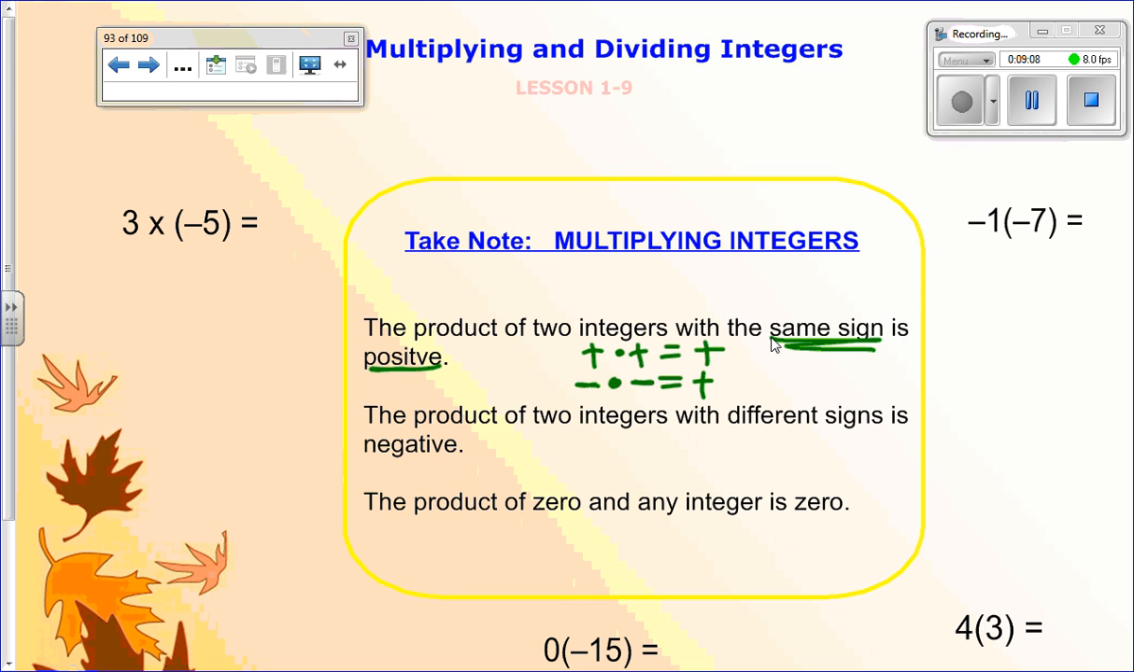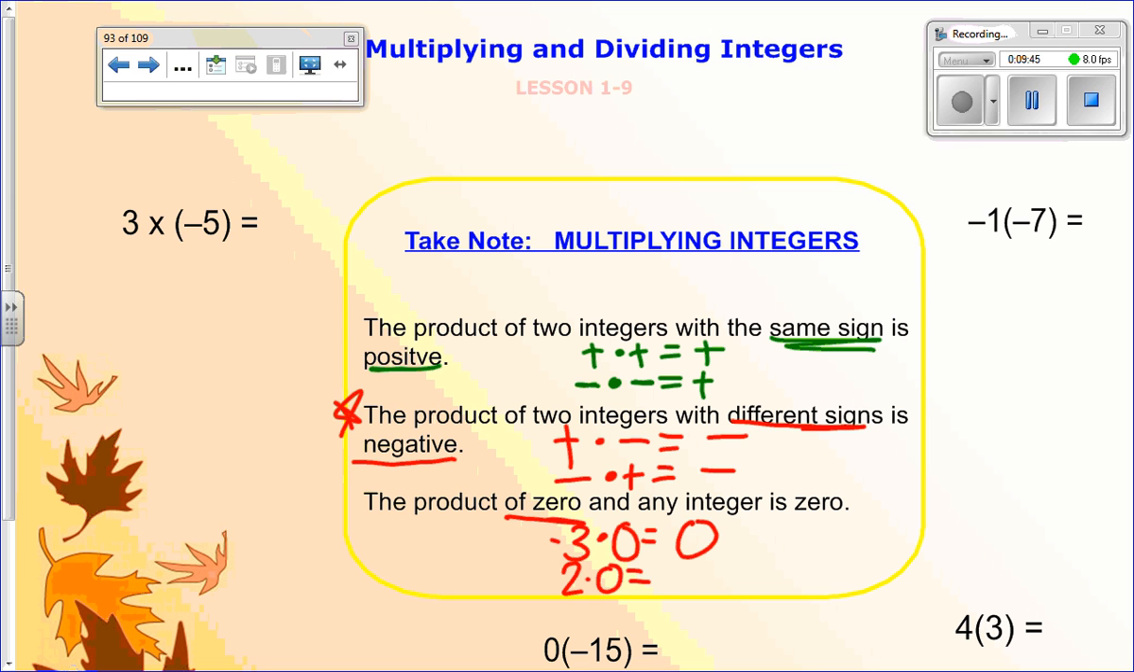The second part here, I just put a red star by. The product of two integers with different signs, so the signs are not the same, you're going to get a negative answer. So positive times a negative is negative, or negative times a positive is negative. Anytime you have one positive number and one negative number, your answer will be negative. And of course, as I've said before, anything times 0 is going to be 0. So negative 3 times 0 is 0. 2 times 0 is 0.